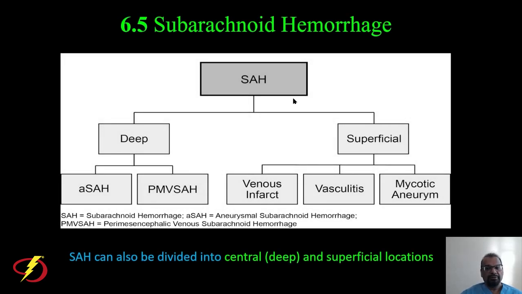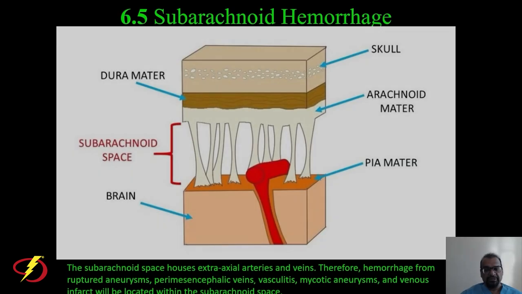So when we're talking about subarachnoid hemorrhage, just like intracerebral hemorrhage, we could differentiate between a deep location and a superficial location. Now, when we see deep location subarachnoid hemorrhage, we think of ruptured aneurysms and paramesencephalic venous subarachnoid hemorrhage, okay? When we think of superficial locations, we think of venous infarcts, vasculitis, and mycotic aneurysms. We're going to go into some examples of that, but just for now, know that subarachnoid hemorrhage, just like intracerebral hemorrhage, can be divided into a central or deep location and superficial locations.